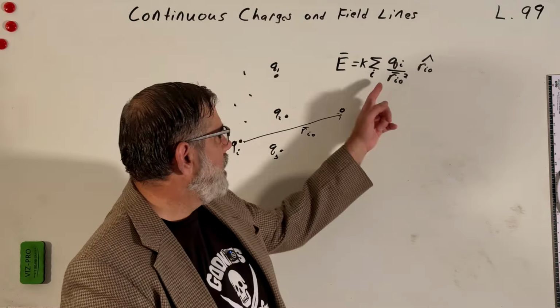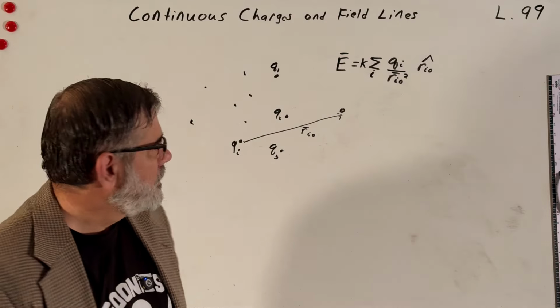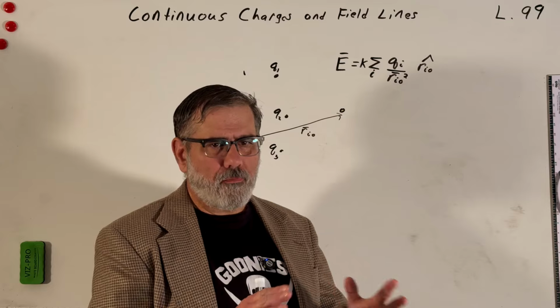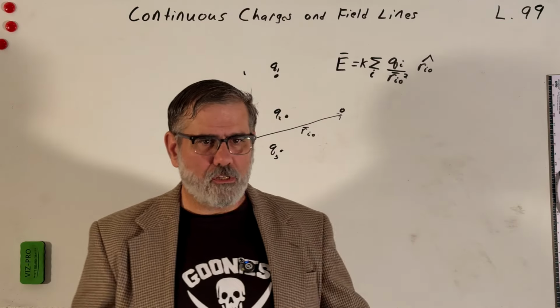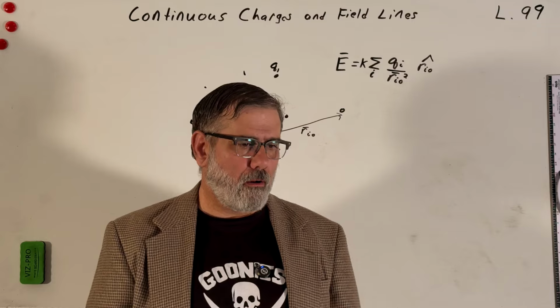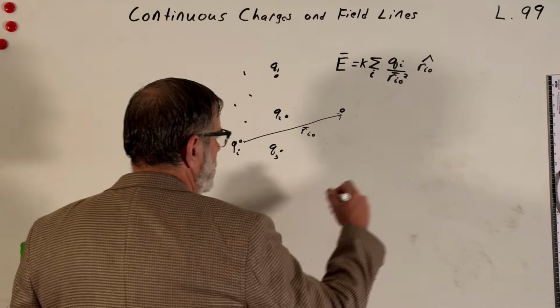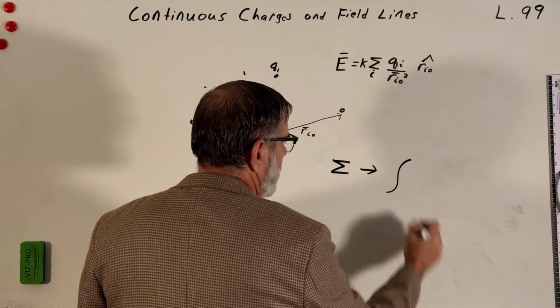But that's a sum, so that's a lot of summing to do. If we had, say, 10 to the 23 charges, would you want to do 10 to the 23 sums? No, you would not. So what happens when we have so many particles and they're roughly evenly spaced and kind of homogeneously distributed, like you might have on a wire? Well, in that case, we're going to turn our sums into integrals.